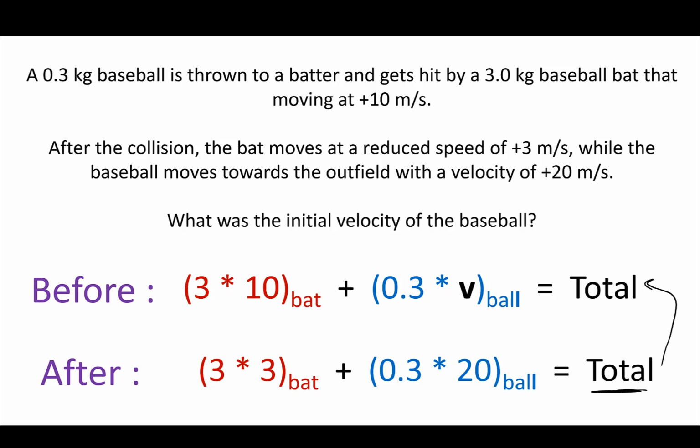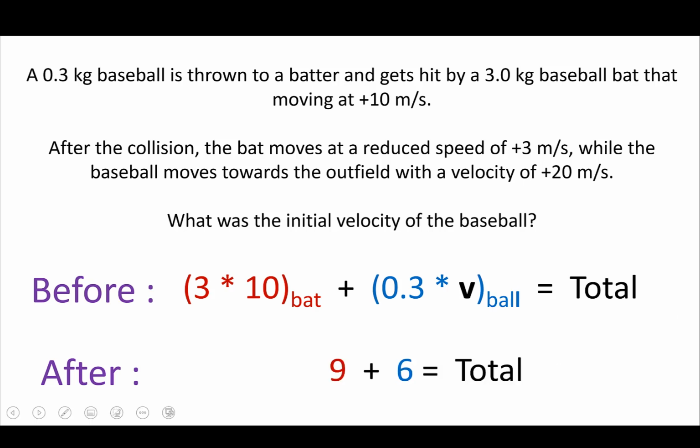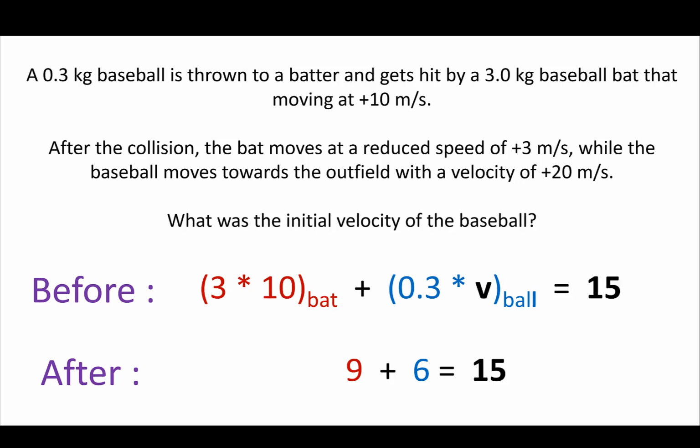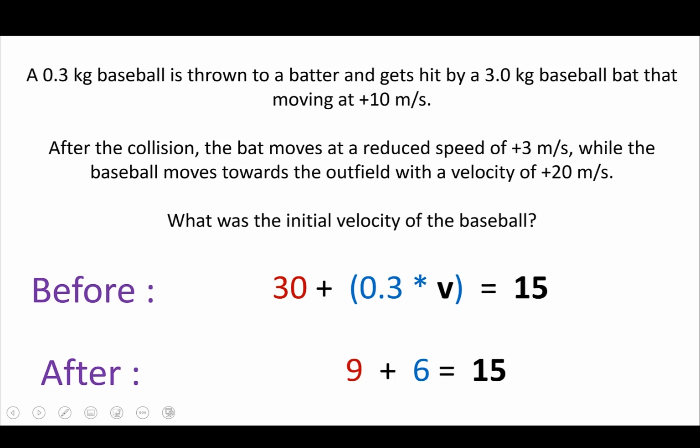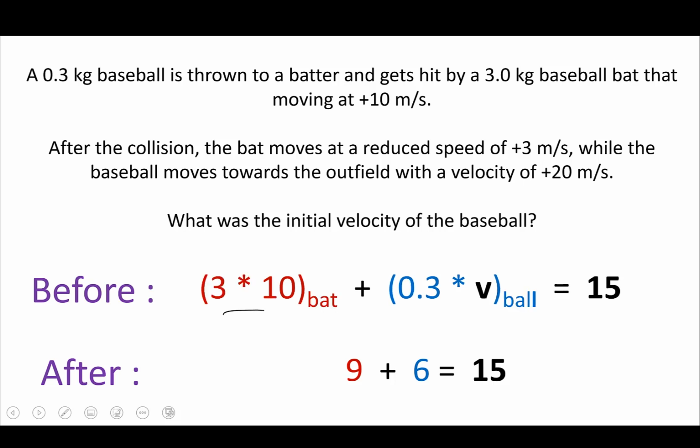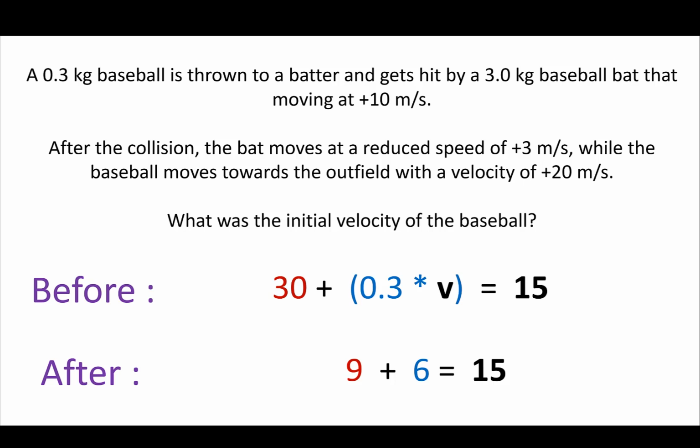So 3 times 3 is 9, 0.3 times 20 is 6. The momentum of the bat and the ball added together is the total momentum, which is 15. So that's the total momentum. It's always the total momentum, never changes. And 3 times 10 is 30. So we got 30 plus 0.3 times v, the velocity of the ball, which is what we want to find, is equal to 15. We solve this.